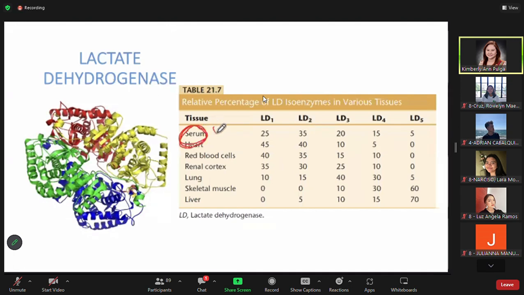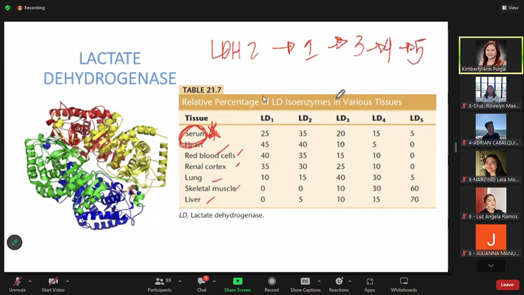So ito yung importante dito sa lahat ng tissue sources because we are using serum as sample for LDH determination. Diba? Hindi naman tayo heart, red blood cells, renal cortex, lungs, skeletal muscle, or liver. Serum yung sample na ginagamit natin most of the time. So if serum ang gamit natin, ang arrangement natin dito is LDH2 followed by 1, and then 3, and then 4, and then 5. Ganyan ang arrangement natin. No?